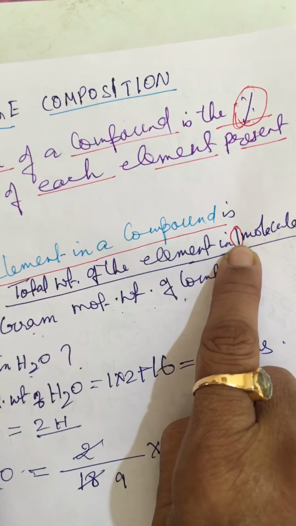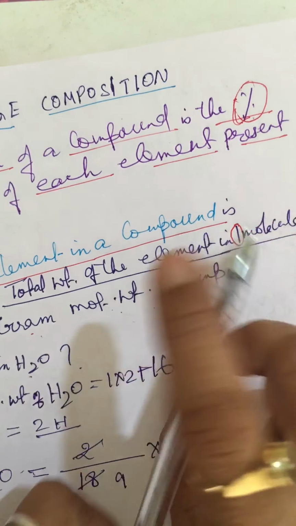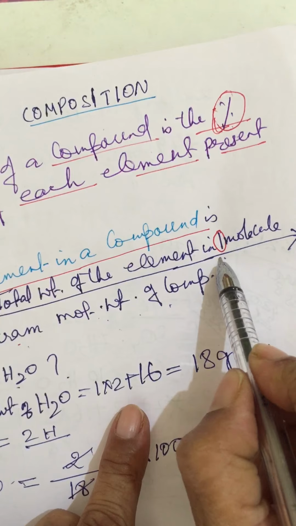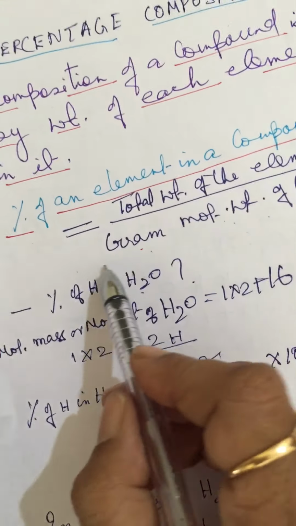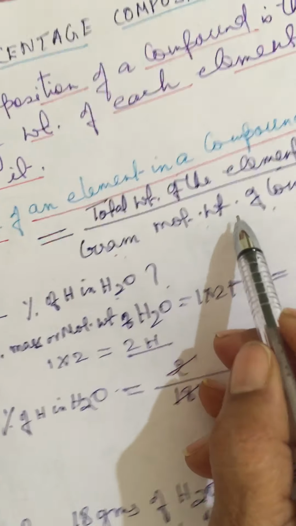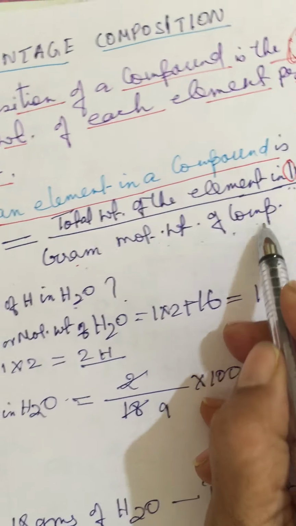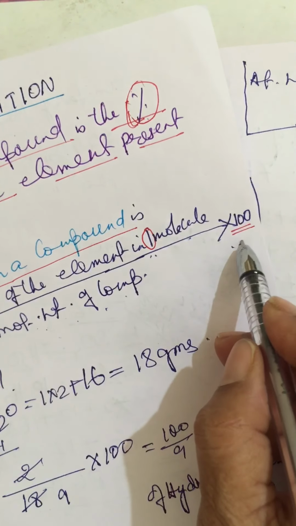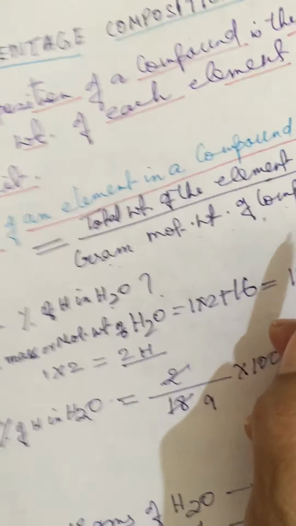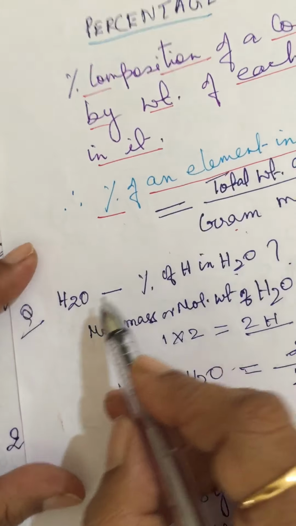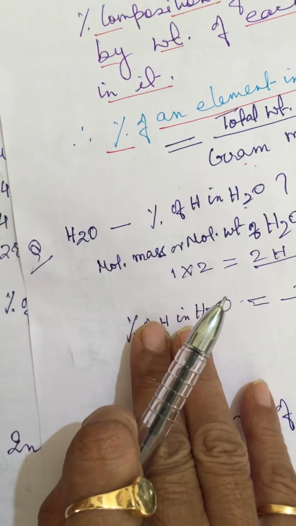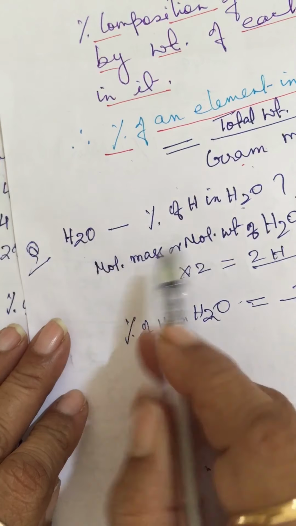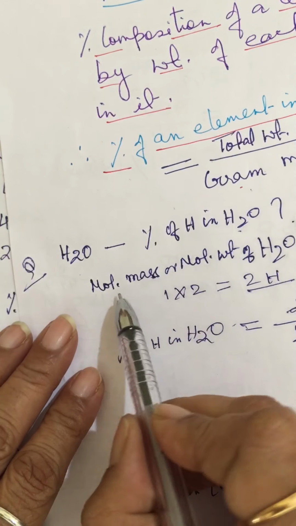Can you see here one molecule? This is one molecule that I have written, divided by gram molecular weight of compound into 100. Now if you take water, suppose I want to find out the percentage of hydrogen in water, then what will you find out? This is the first question.